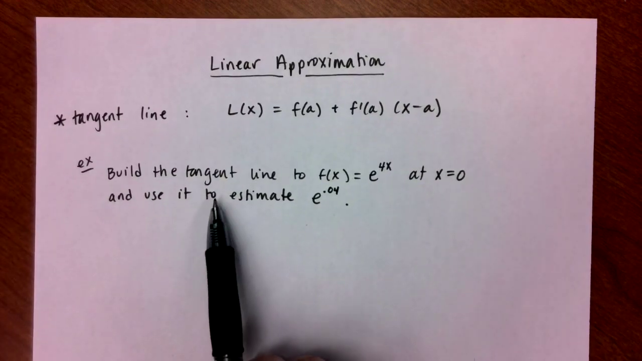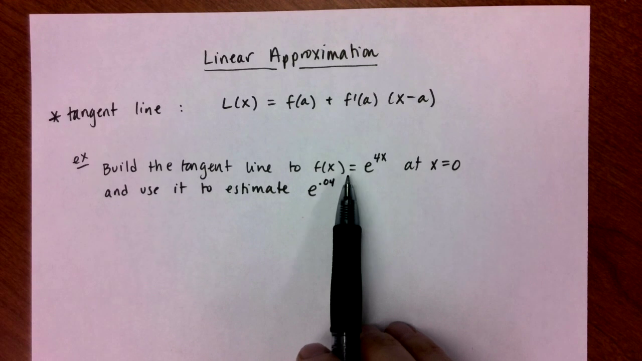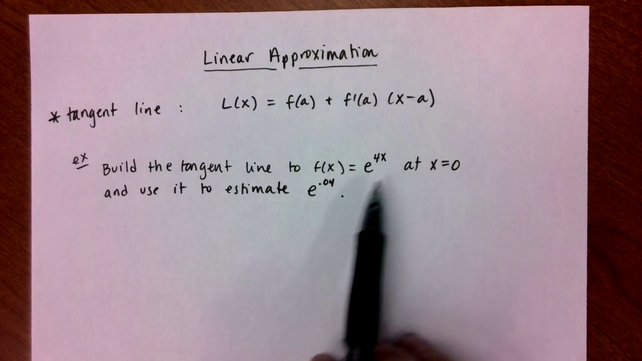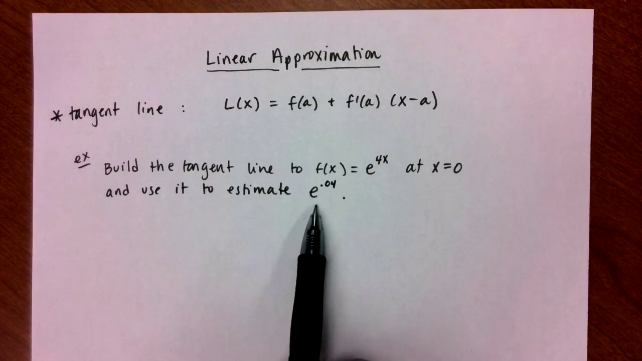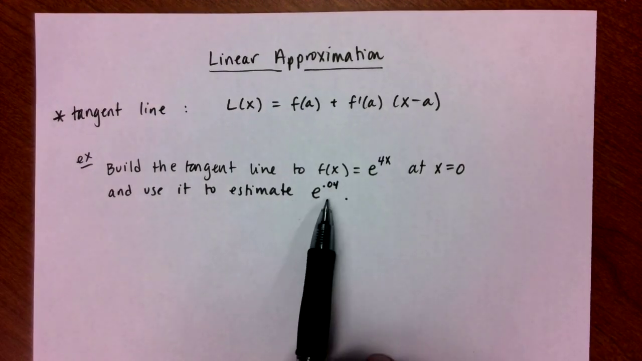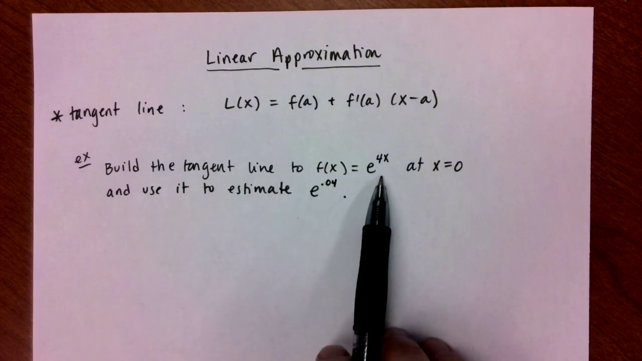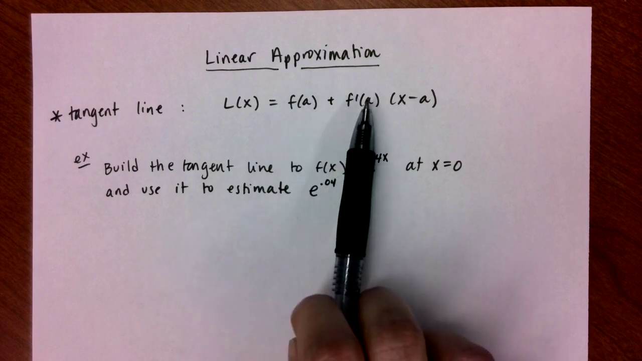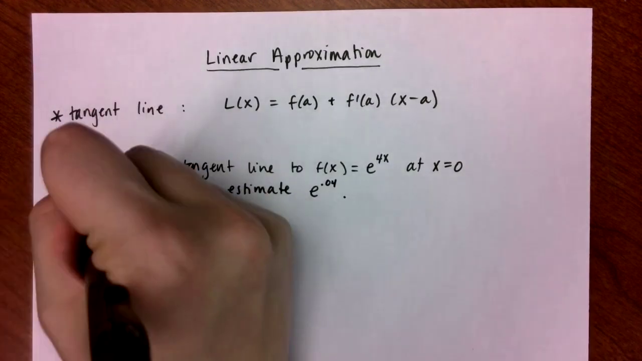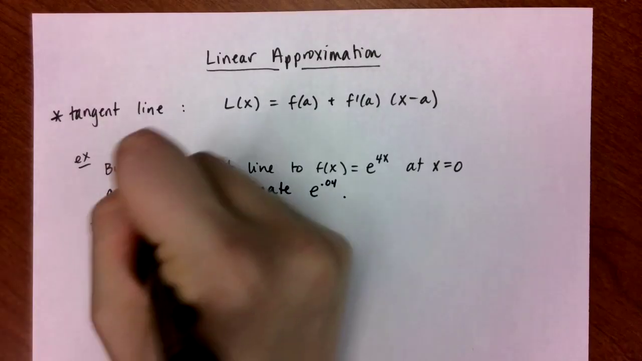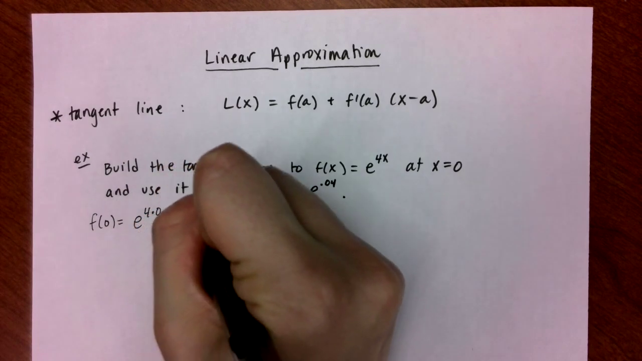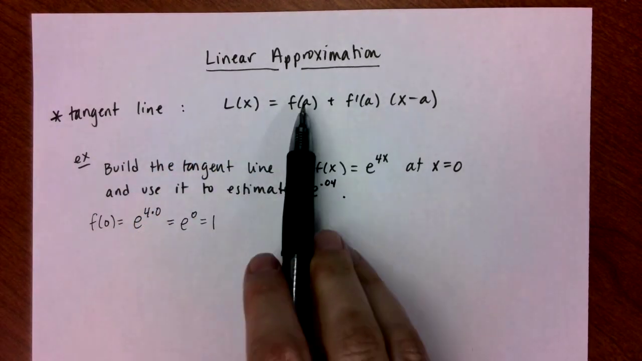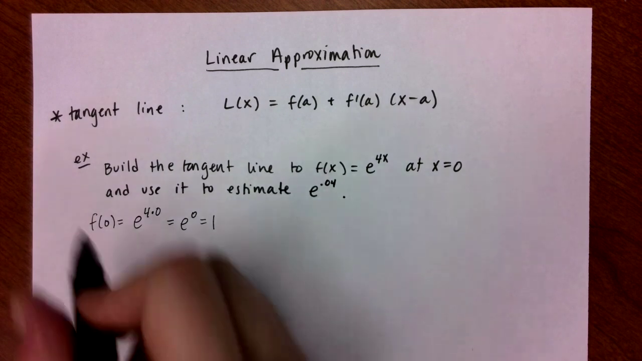Okay, so this first example, we're going to build the tangent line to e to the 4x at 0. And then we have a follow-up like part B here, use it to estimate e to the 0.04. So we'll ignore the 0.04 part for a while and just start with the tangent line to this function. So for this tangent line, I need f of 0 and f prime of 0. So f of 0, I'm going to just plug 0 into this function. That's e to the 0, which is 1. So this 1 is the y value that starts off this formula.